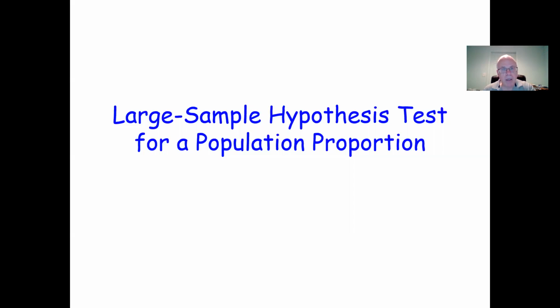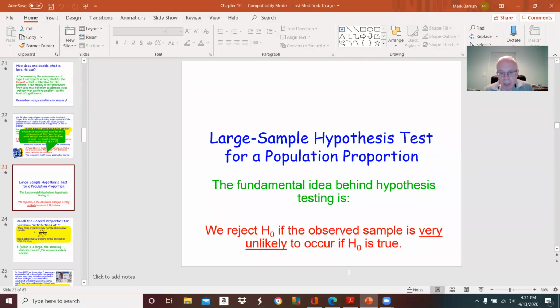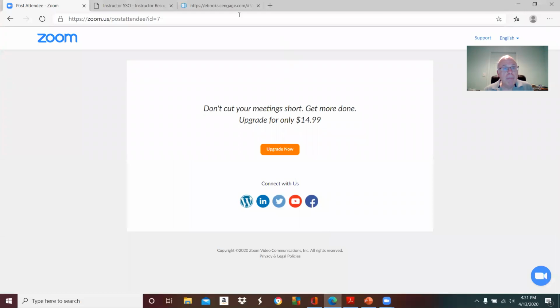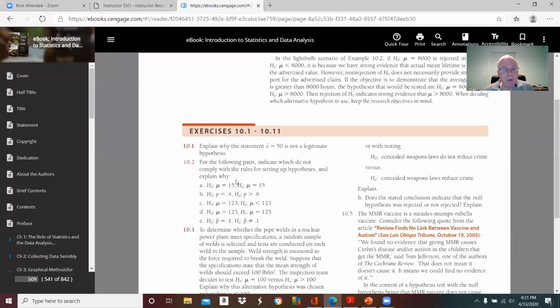One thing I would like to do now, so let's get out of the slides, is go to a couple problems in the textbook that illustrates what we went over today. So you go to page 509 of the textbook, and we'll go to 10.2 here. These are 5 different cases of potential hypothesis tests. We want to see if they were set up correctly. So this is another illustration of what was done in the slides that we looked at today.